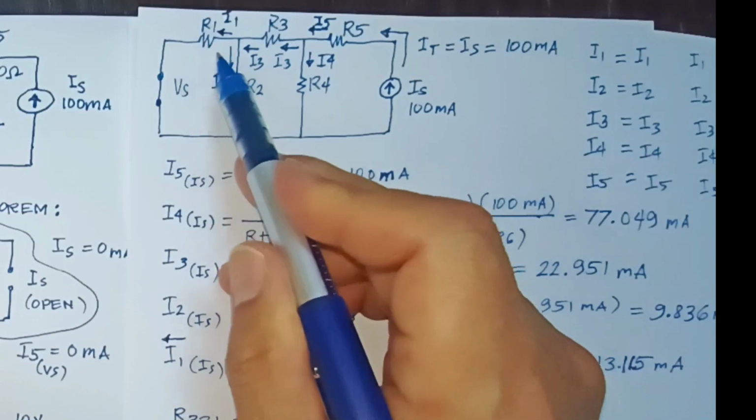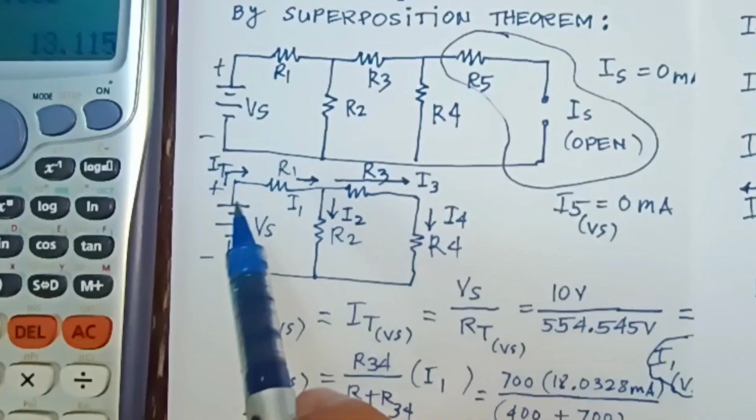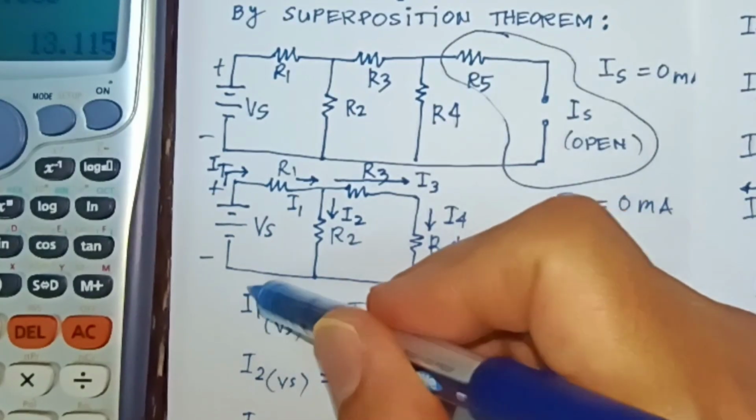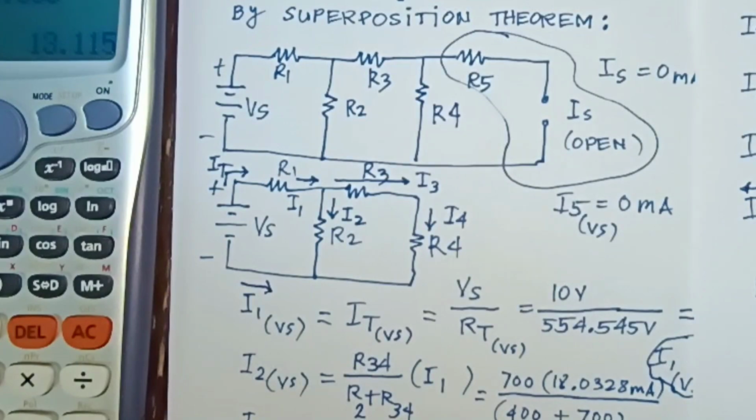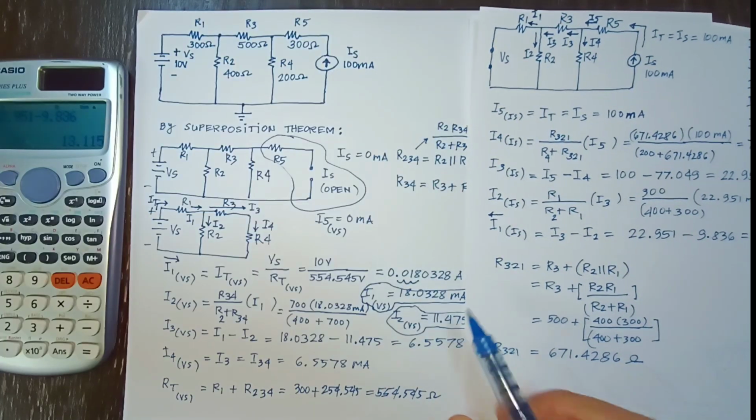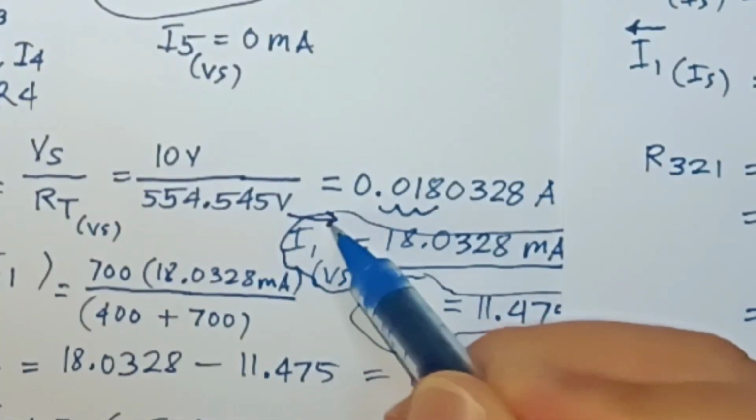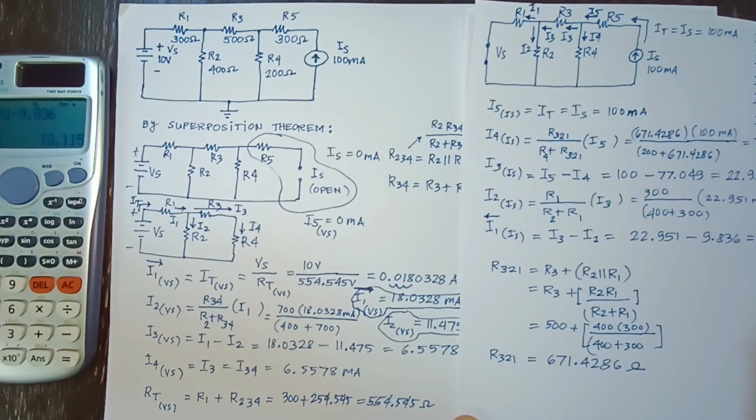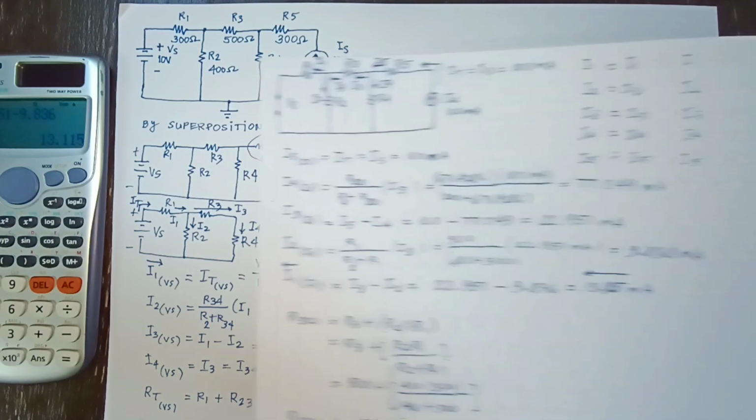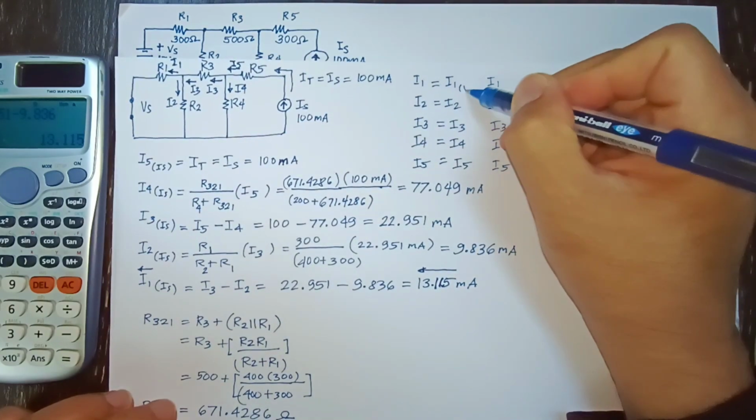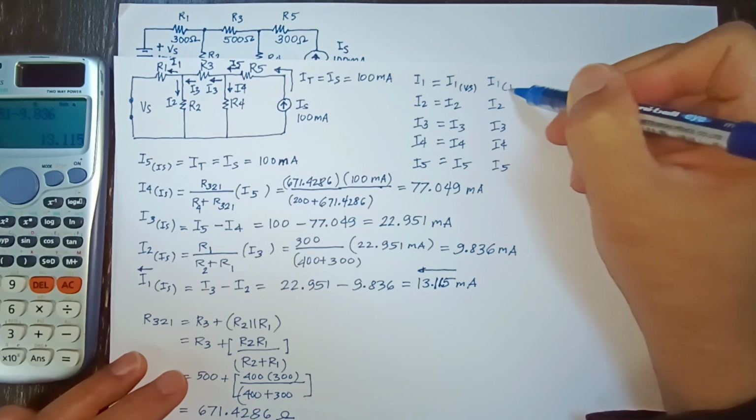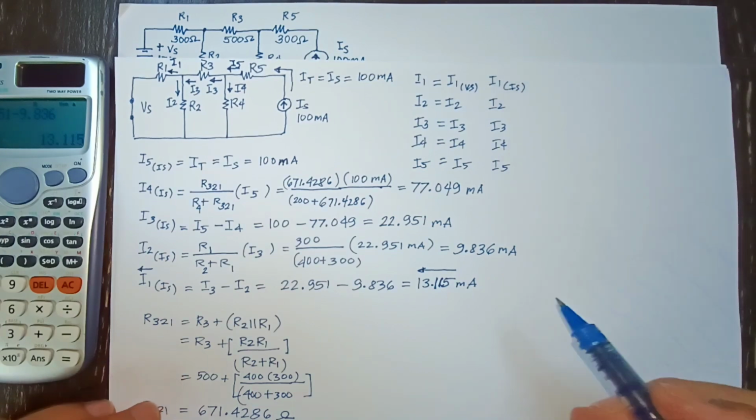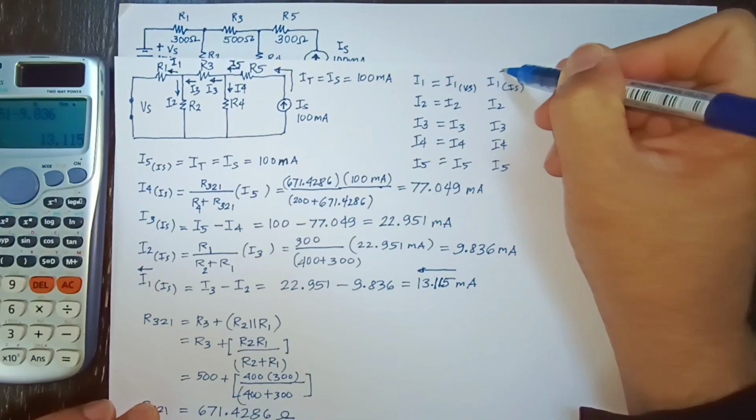We have also to consider the direction so that we will know if we will add or we will subtract. And you see here, I1 with respect to VS is to the right and I1 with respect to IS is to the left. So I1 VS is to the right with 18 milliamperes and I1 IS is to the left with a smaller value. So we will see it's 13 against 18. So we just subtract 18 minus 13.